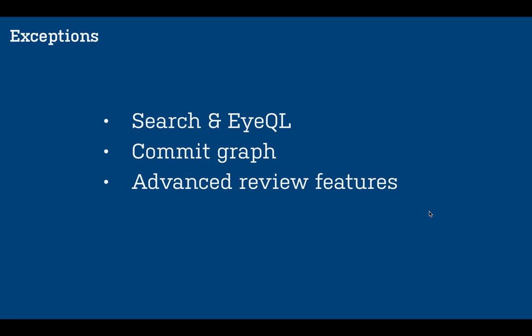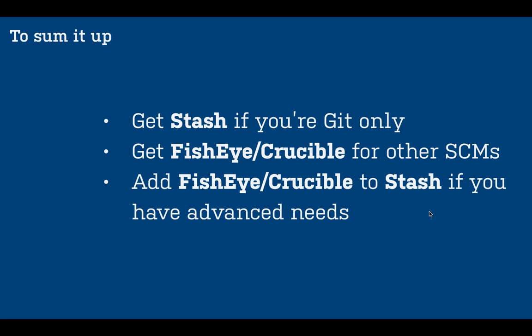But our role in Atlassian is not to try to sell you as many products as possible. What we want you to have is the right tool at the right time. So to sum it up, this is exactly what I said. Get Stash if you're Git only, get FishEye Crucible for other SCMs, and you can add FishEye Crucible to Stash if you have more elaborate needs around your Git repositories.